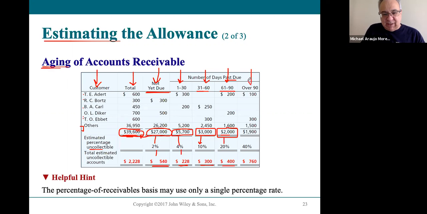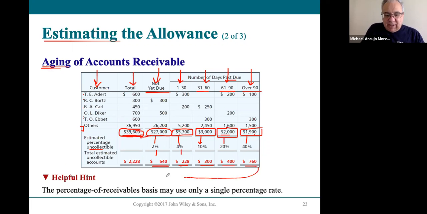And then these are the ones that are over 90 days late. Holy moly. What are you waiting for? Again, thankfully, it's not a ton of money. $1,900 of the $39,000 is that late. But boy, we think we're gonna be kissing much of that goodbye.